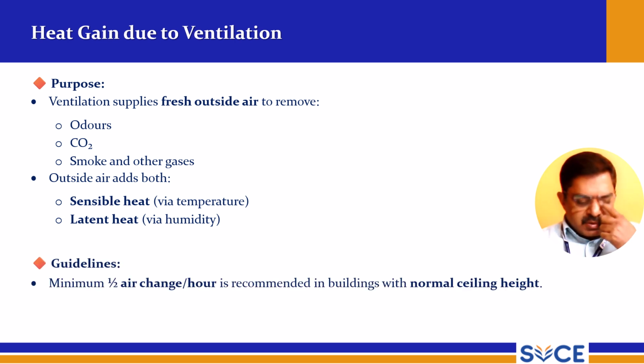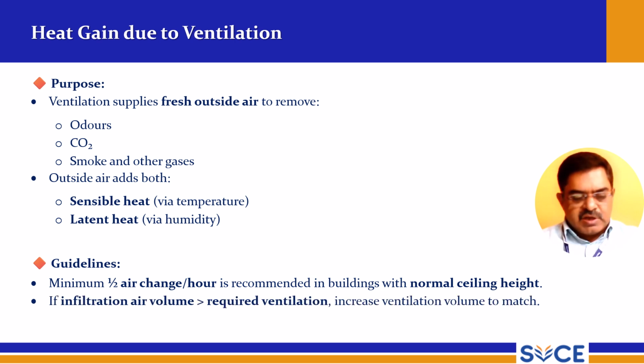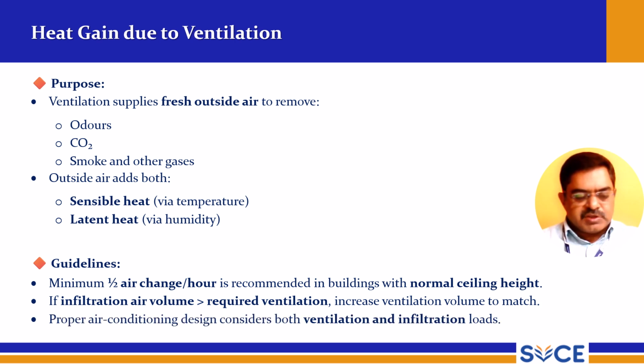Now the guidelines are as follows. A minimum of half an air change per hour is recommended in buildings with normal ceiling heights. Where infiltration air volume is large, the required ventilation increases to match the confined temperature, and proper air conditioning design considers both ventilation and infiltration loads.